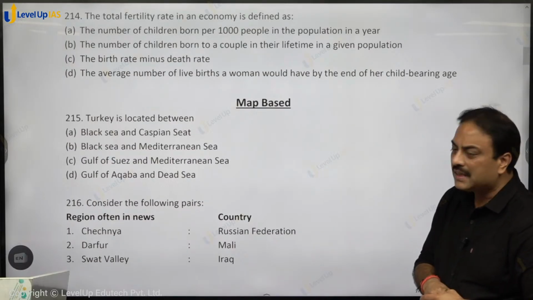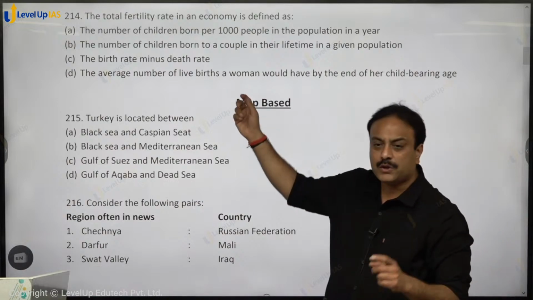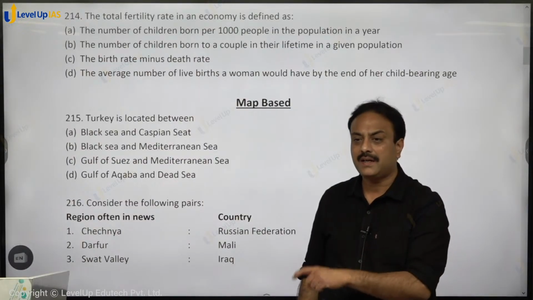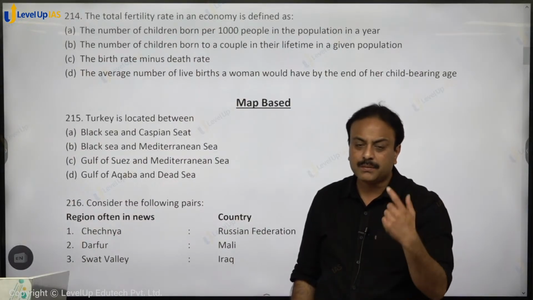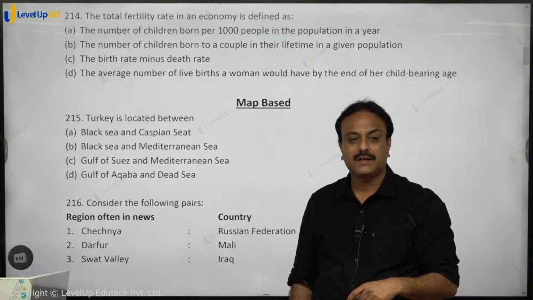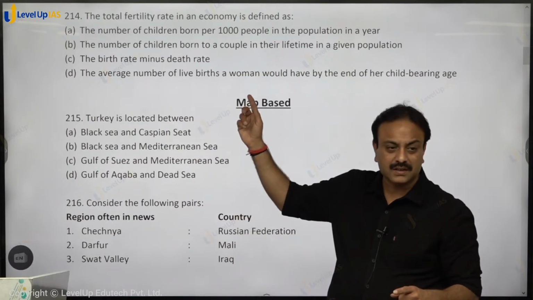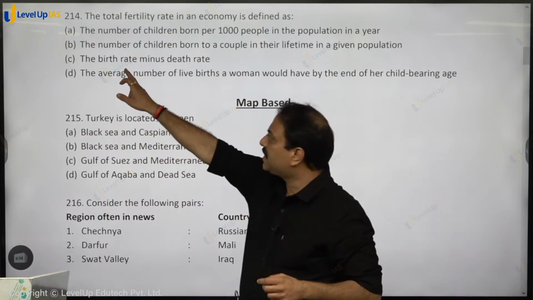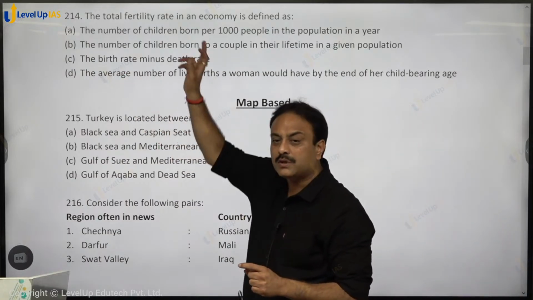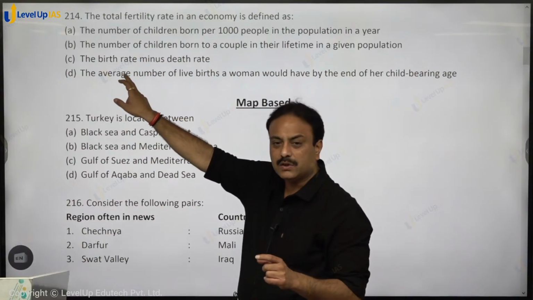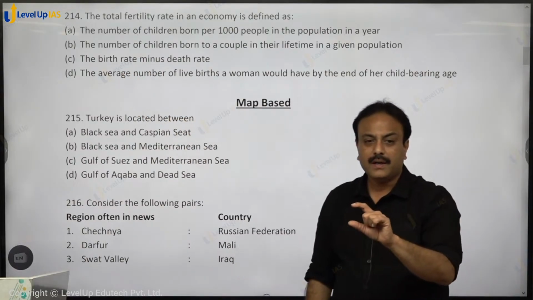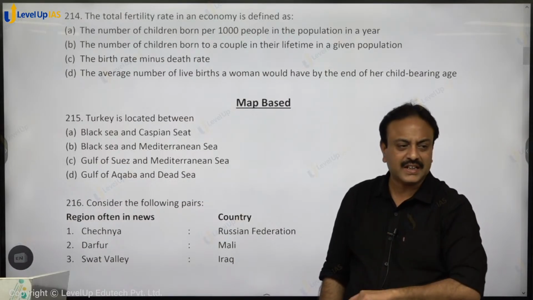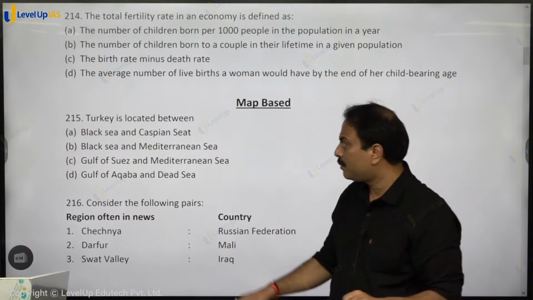The birth rate minus death rate, that is the natural growth rate. So naturally the population grows by birth rate minus death rate. And when the death rate is more and the birth rate is less, this figure will come out negative. This will be a negative figure and the population starts shrinking. Suppose the death rate is more and the birth rate is less, so this figure will be negative, so the population is shrinking, and that is demographic winter, the last stage of the demographic transition model.